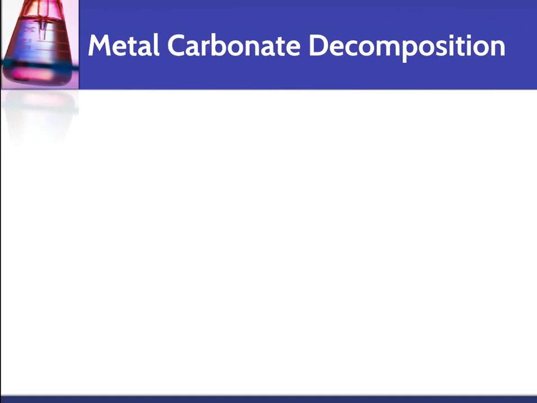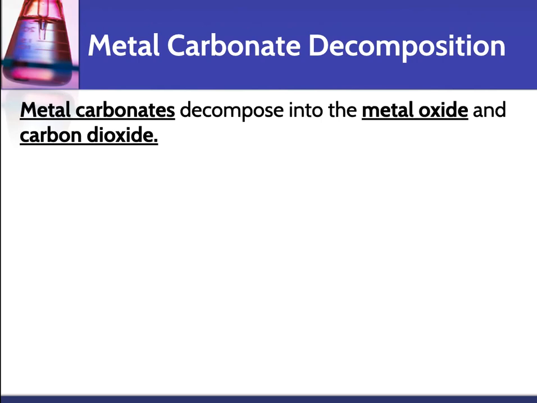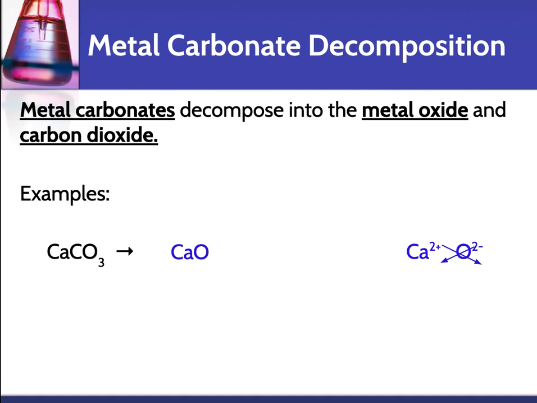Okay, the next type are metal carbonates. Metal carbonates decompose into the metal oxide and carbon dioxide. So let's look at some examples. Calcium carbonate. We're going to do calcium oxide. At this point, you want to remember how to create ionic compounds. We've got calcium ions and oxygen ions. They're going to cross over. So calcium oxide looks like this, CaO, and carbon dioxide. And this one is already balanced.